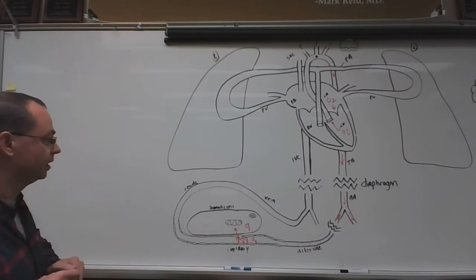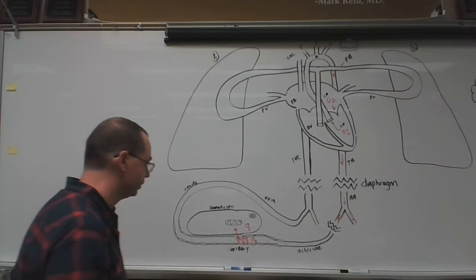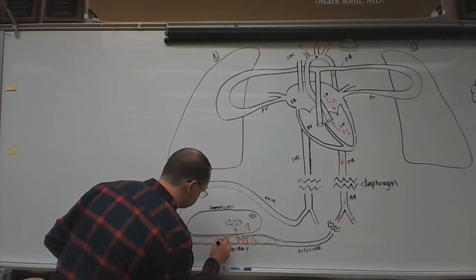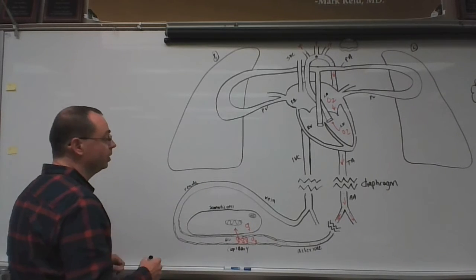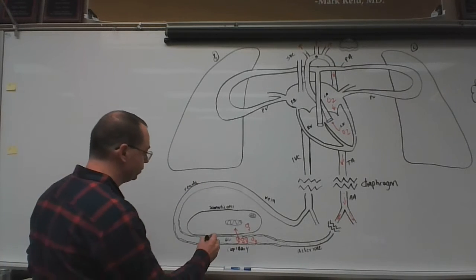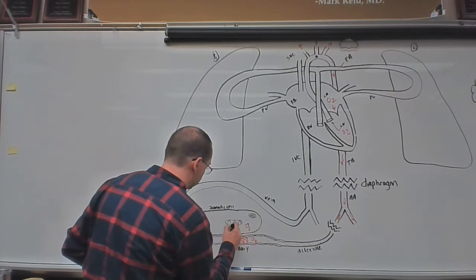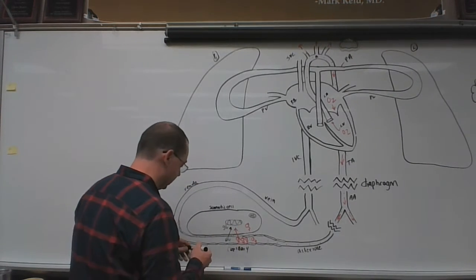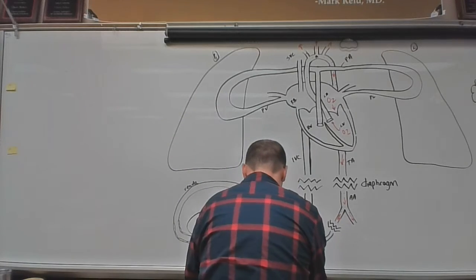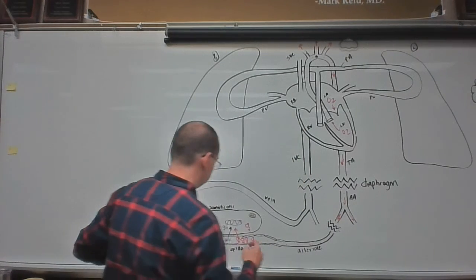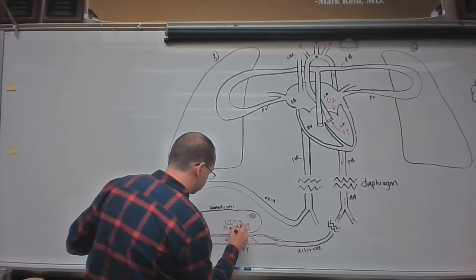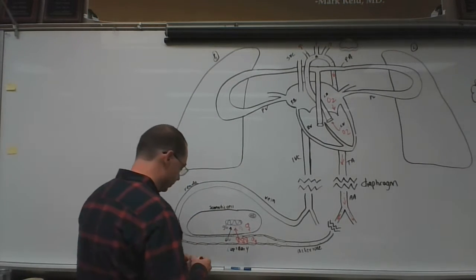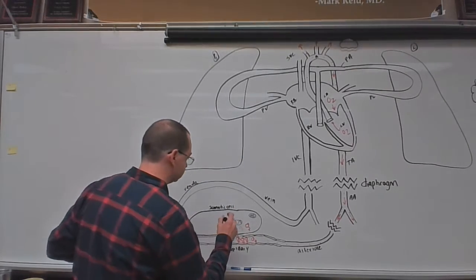Now, something else that we also need to get into the cell is glucose. So I'm going to put a little glucose right here. And this glucose will enter the cell through facilitated diffusion. So now we've got glucose and oxygen entering the cell, and this little guy here is the mitochondria.